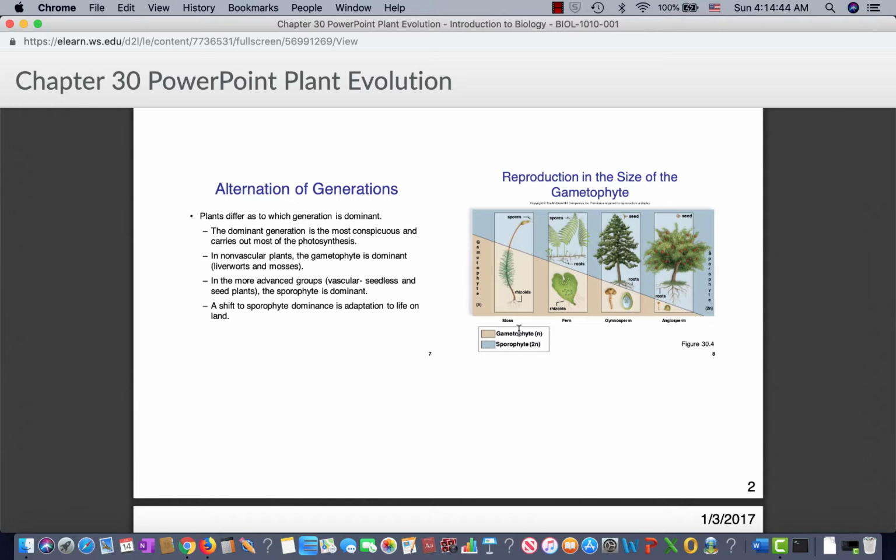Plants differ in which generation is dominant. The dominant generation is the most conspicuous and carries out most of the photosynthesis. In non-vascular plants, the gametophyte is dominant, so things like mosses and liverworts. In more advanced groups of plants, the vascular seedless and seed plants, the sporophyte is the dominant generation, and a shift to sporophyte dominance is an adaptation to life on land.